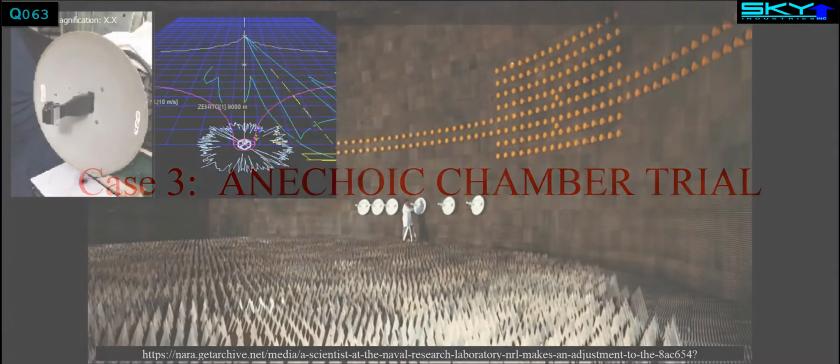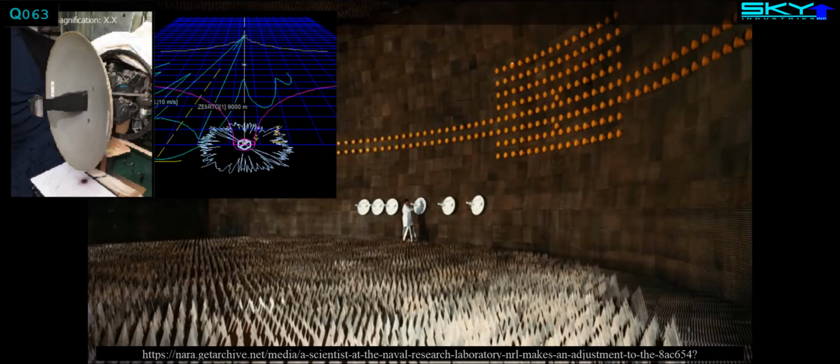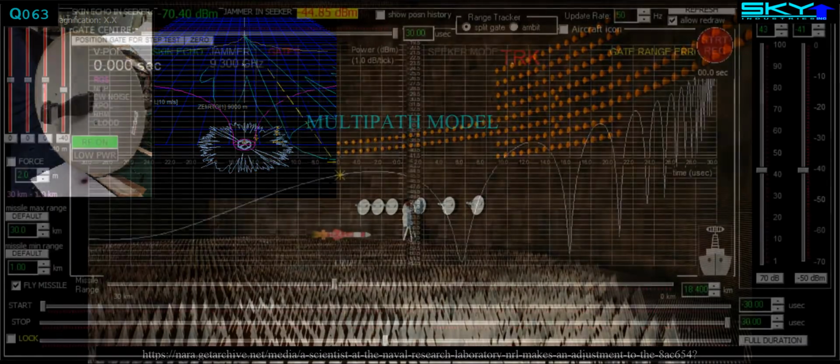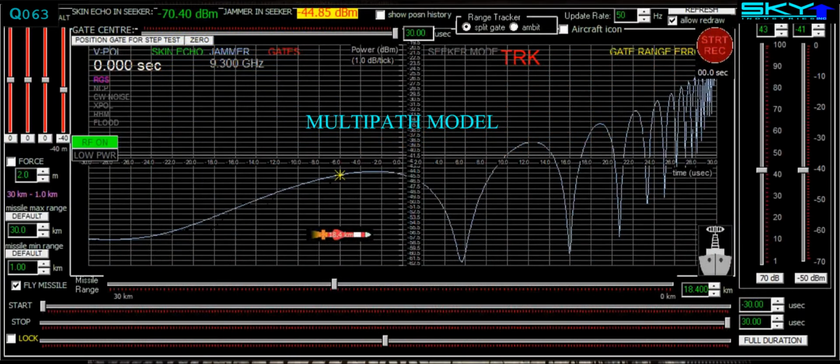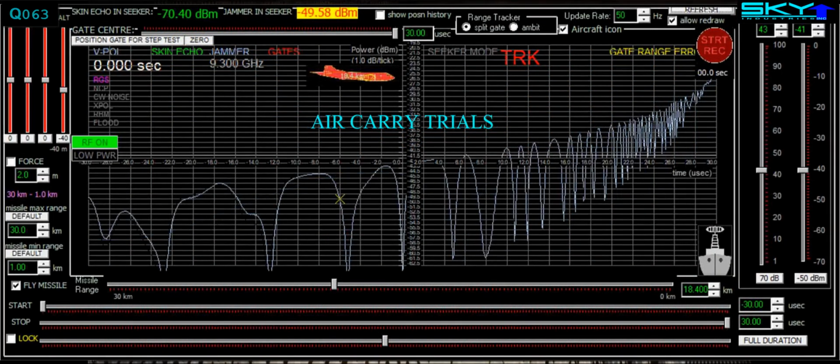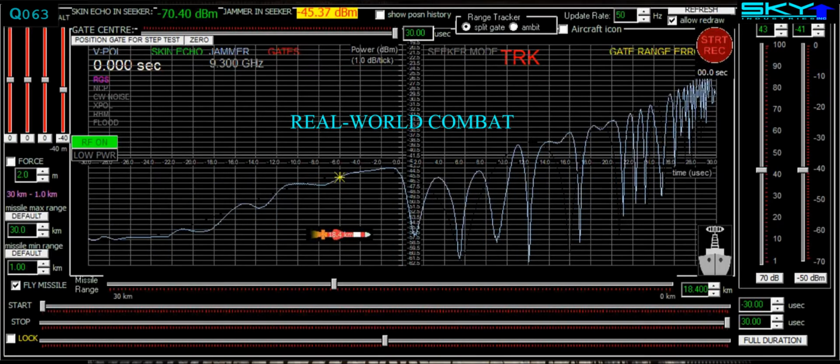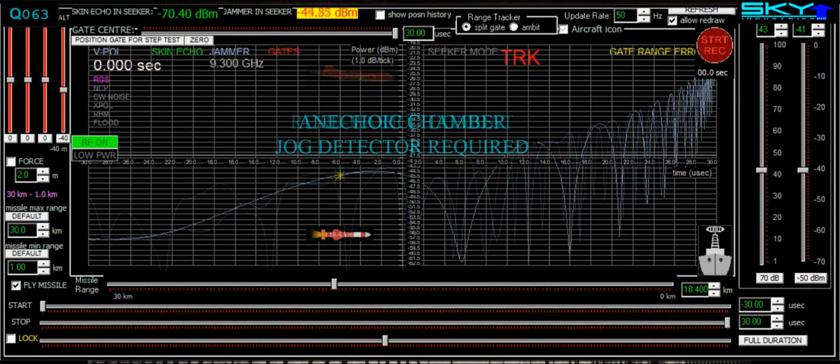And a third difference might be an anechoic chamber trial in which a real seeker is used, but multipath must be represented by an artificial model. If the multipath model doesn't match what the air carry tests provide, or what would be seen in real-world combat, including missile speed, by the way, then a third jog detector is required.